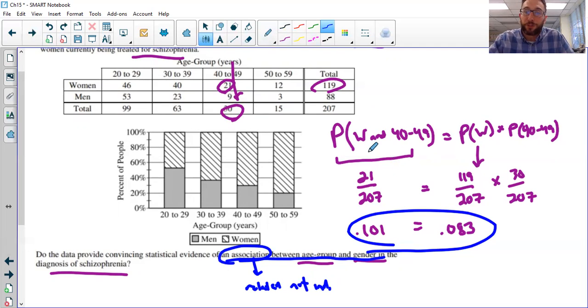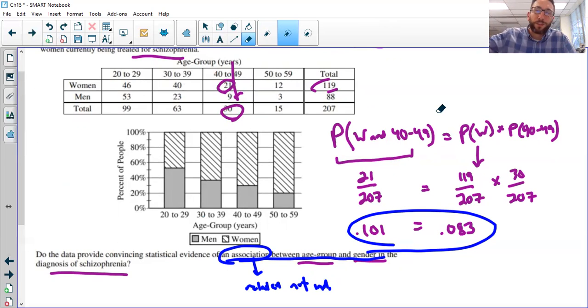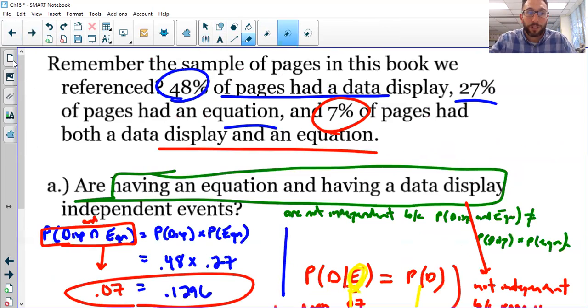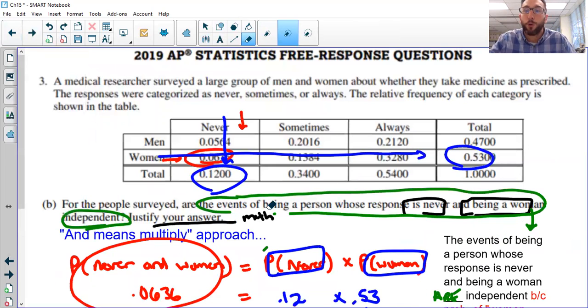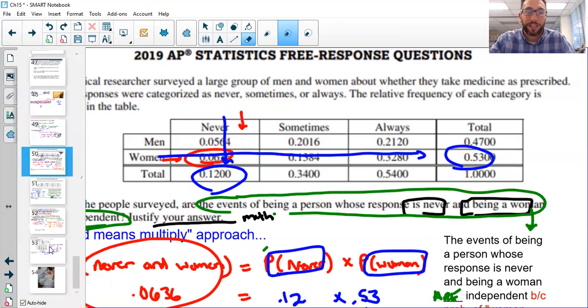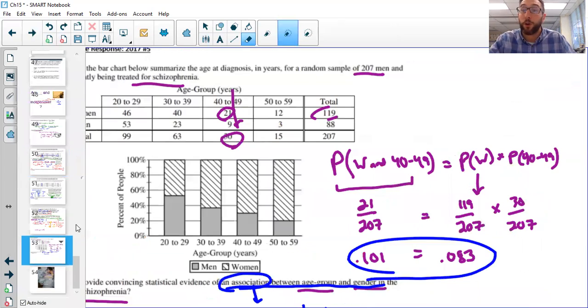So a couple takeaways from this, right? I just picked the 2021. You could have used any blank and blank, right? You could have done man and 30 to 39 or women and 50 to 59, right? You could have picked any one of those categories. But again, that's why the chi-square test is ultimately going to be better, because we're not just isolating one specific number out. Whereas in the 2019 example, we didn't have to worry about that because they already isolated that specific spot for us, right? They isolated never and woman. So they kind of narrowed it down for us.